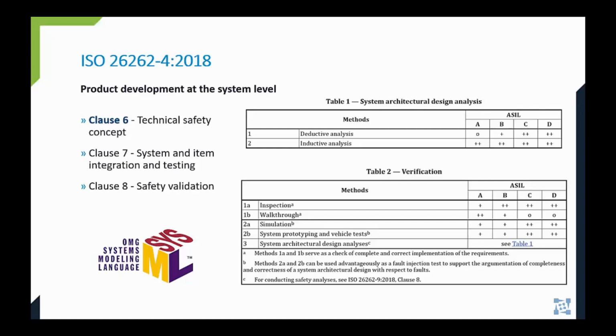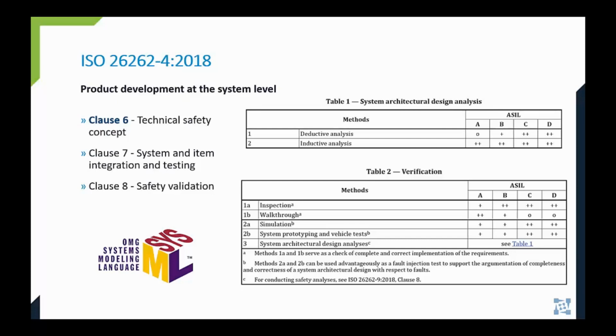Table 1 shows recommended safety analysis methods for system architectural design. Deductive analysis and inductive analysis are listed. And based on the ASIL level, the O represents no recommendation, the plus represents recommended, and plus plus is highly recommended. Deductive analysis is about knowing the safety aspects of a system failure, so the focus is on identifying the possible causes. Then one can address these possible causes to mitigate the safety concern. Fault tree analysis is an example of this type of analysis.